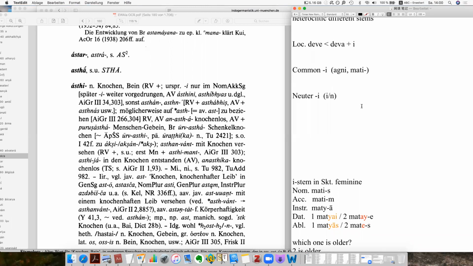This part is for Sanskrit, and based on this one, let's come back to Greek.